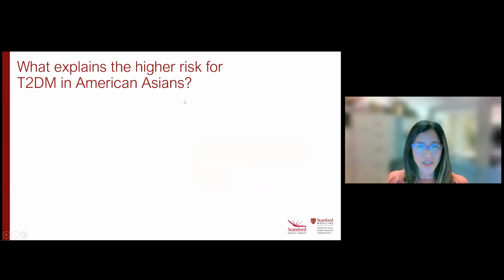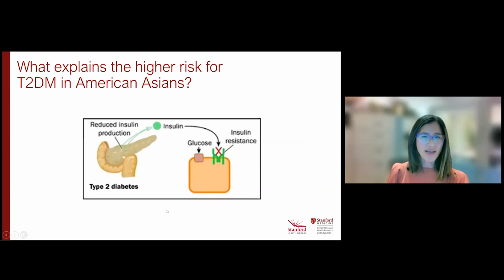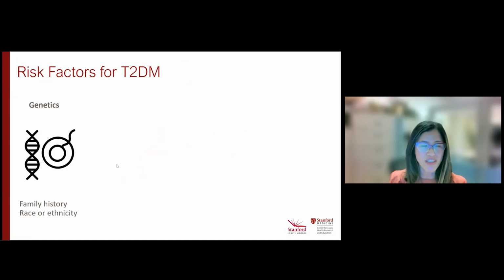What explains this higher risk? Well, as I refer to some particular risk factors, keep in mind that the main mechanisms relating to diabetes go back to an increase either in insulin resistance or a decrease in insulin production. So some of the risk factors that are at play are true for all populations. And then through the talk, I'm going to be highlighting some that might be particular to Asian Americans.